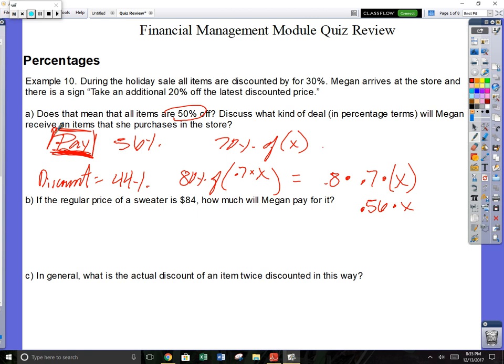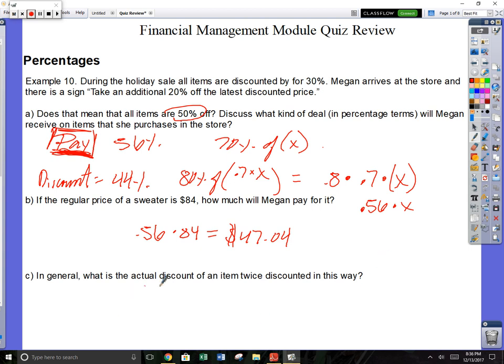Okay, so always try to figure out in terms of how much you're going to pay first. So if the regular price of the sweater is 84 bucks, how much are you going to pay for it? She's going to pay 56% of it, so it's going to be 0.56 times 84, and they're going to ring her up at 47 bucks and 4 cents.